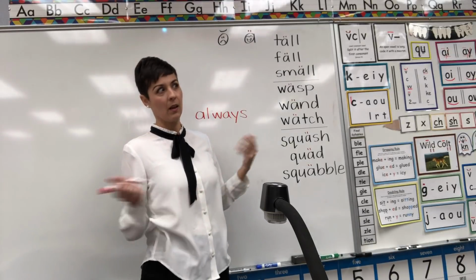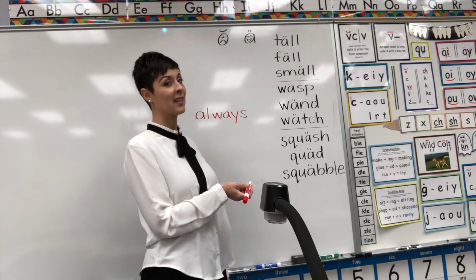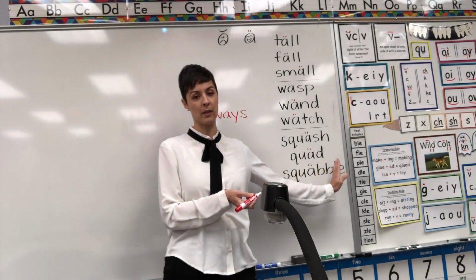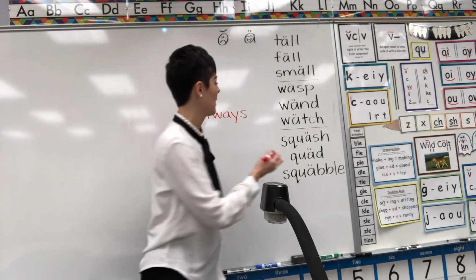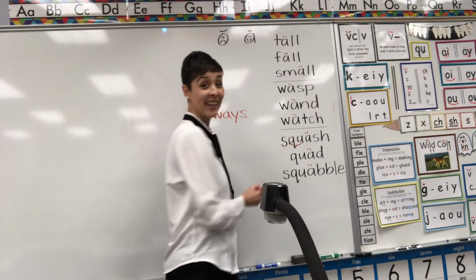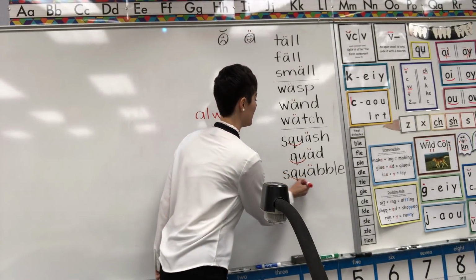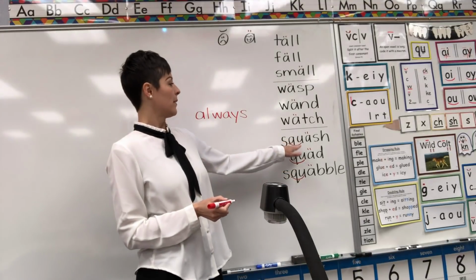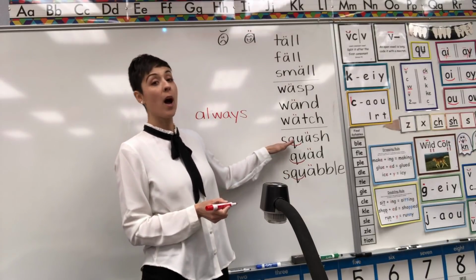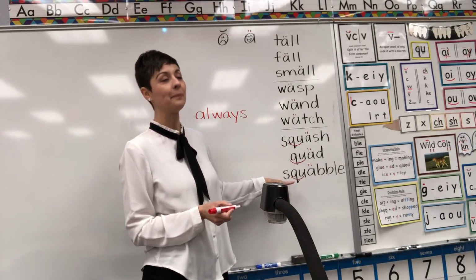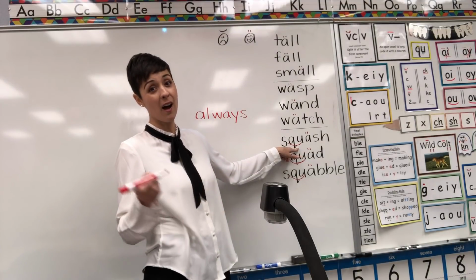And in these ones, why is the A saying ah? I hope you notice there's something the same in each of these words. The A every single time comes after, say it if you know it, combination Q-U. Squash, quad, squabble. Ready? Squash, quad, squabble. A after Q-U will usually say ah.